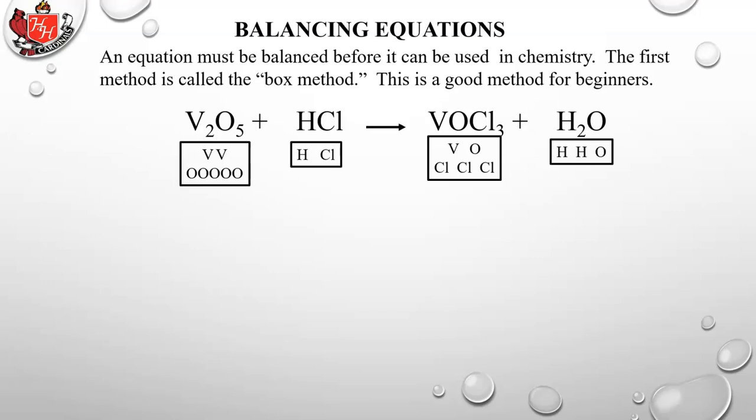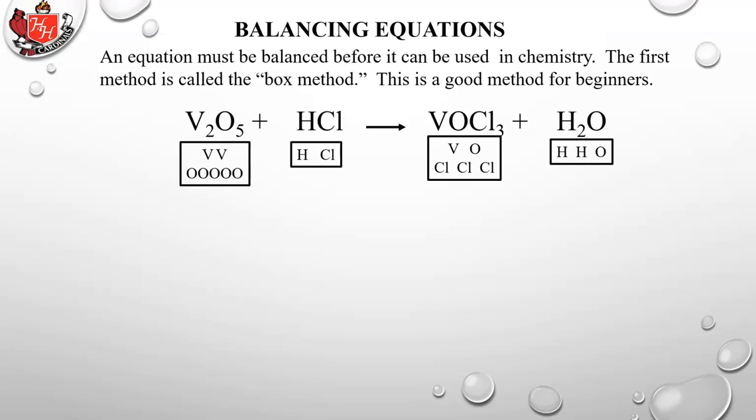And then you have water, H2O. So what we're going to do is you want to start by picking one of the elements and balancing it. What you want to stay away from is an element that appears more than once on the same side of the arrow. So if you look at oxygen on the right side, it appears in VOCl3 and in H2O. So save that for the end, okay? That one's a complicated one because it appears in two places.